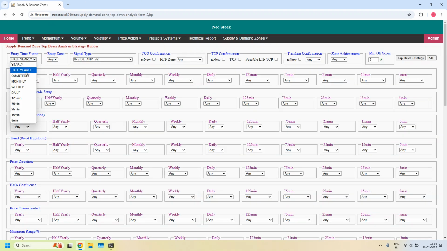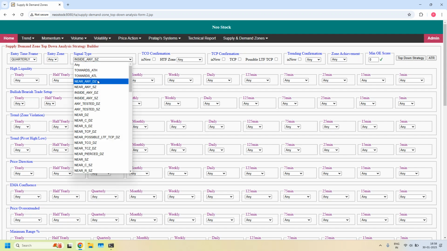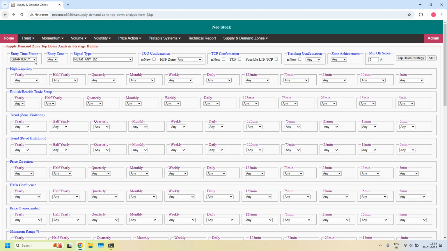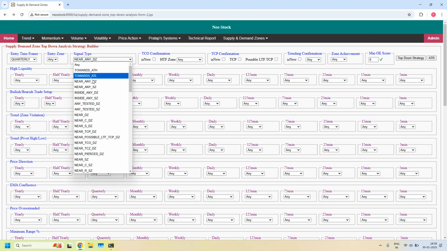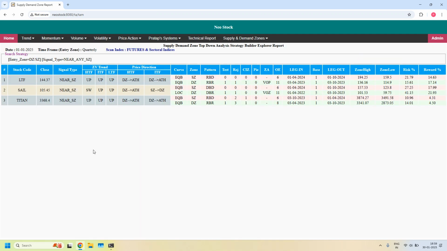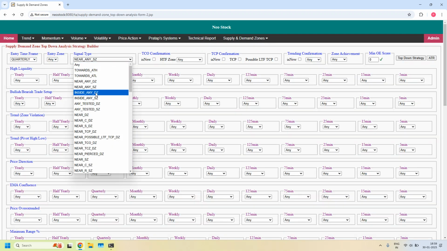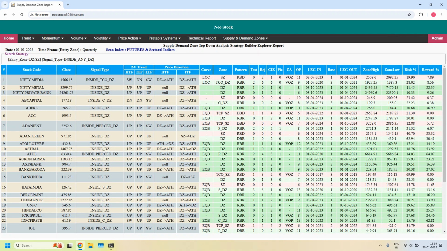Next time frame is quarterly. Stocks near quarterly demand zone: we got 1 stock. Next, quarterly time frame, stocks near quarterly supply zone: we got 3 stocks. Next, quarterly time frame, price closed inside the quarterly demand zone.